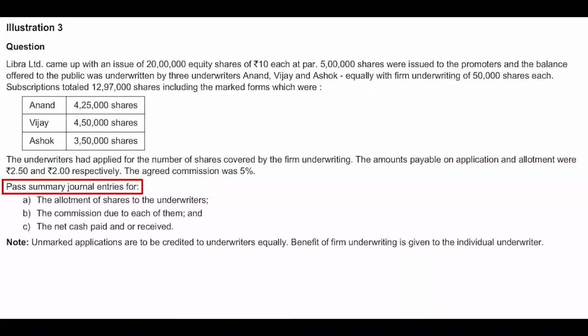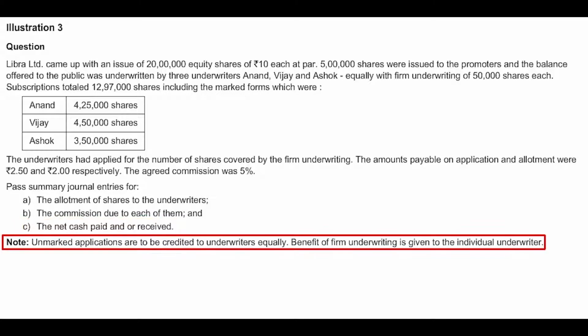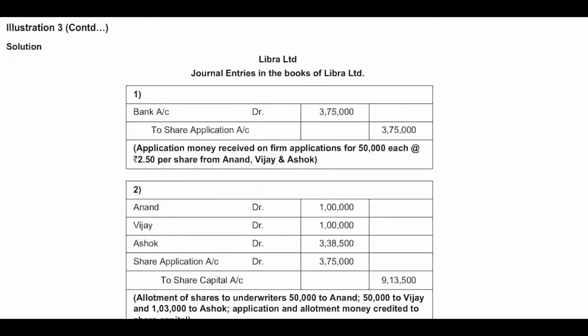So we need to pass the journal entries for allotment of shares, for the commission due to each of them, and the net cash paid or received. Unmarked applications are to be credited to the underwriters equally. Benefit of the firm underwriting is given to the individual underwriter. So how the journal entries will be passed, but before that we will find out the actual liability of each underwriter, because without that we cannot pass the entries.